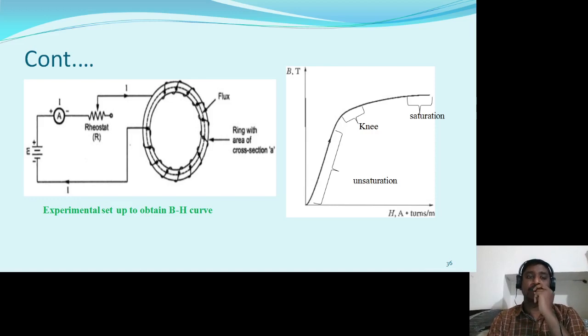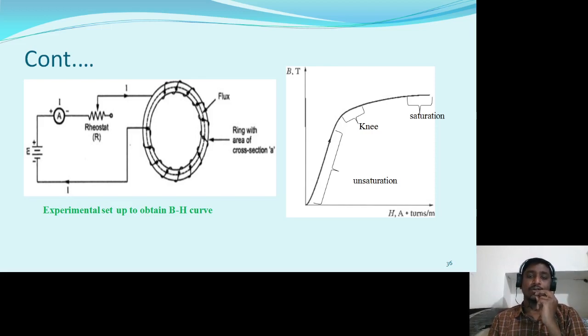When you start pumping a small amount of current through the coil, the flux density and the field intensity both increase rapidly up to a certain amount of current. That point is the knee point. As per the graph, from the origin to the knee point there is a rapid variation for flux density as well as field intensity. Flux density unit is Tesla, field intensity unit is ampere turns per meter.